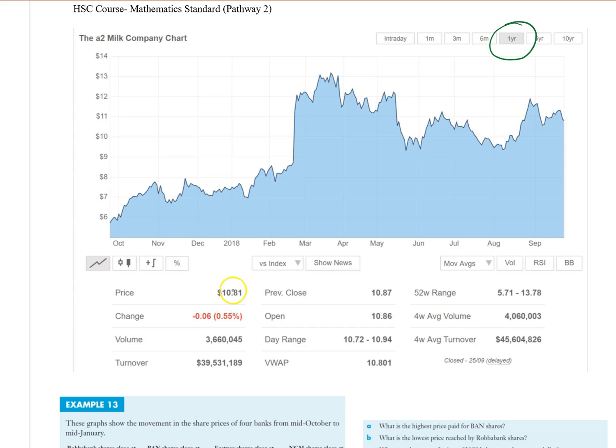The price by the end was $10.81. Previous close had been $10.87 the day before, I guess. They look like they could be recorded daily. There's lots of different information you can get here about A2 Milk, and that would be relevant if you were wanting to invest or buy their shares.